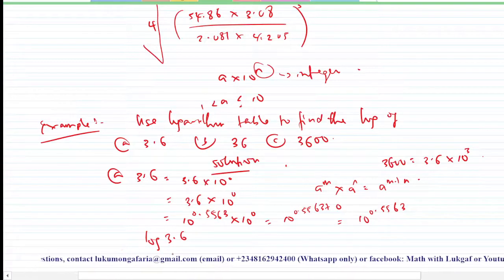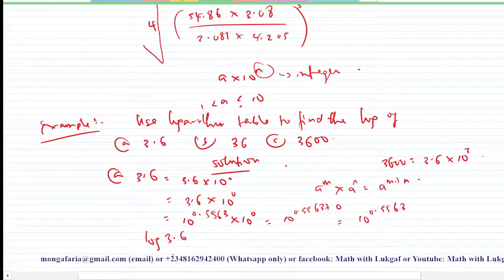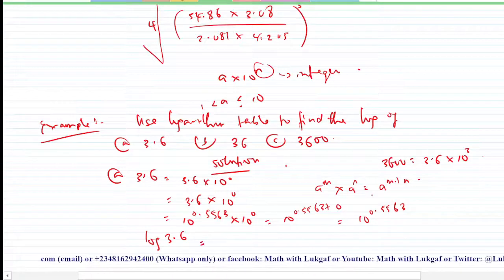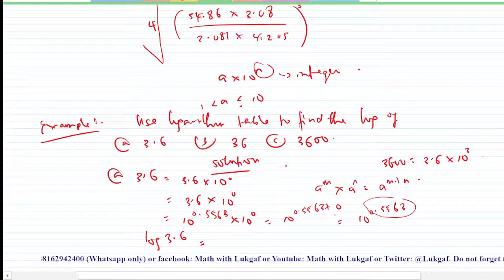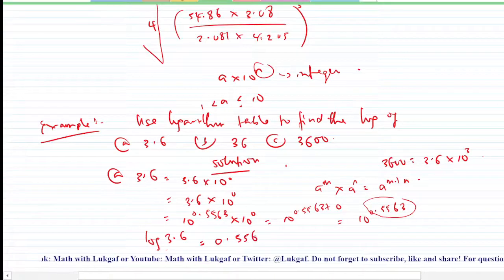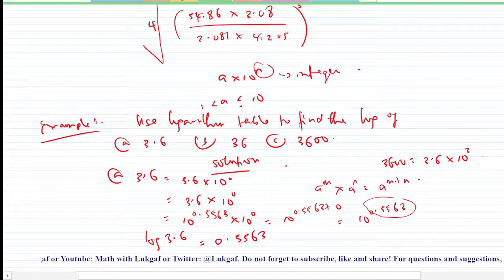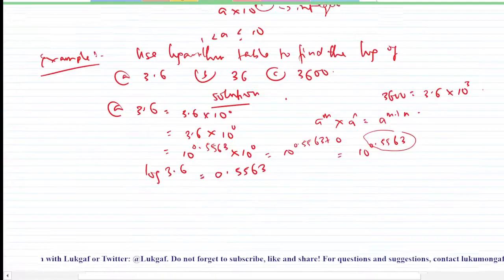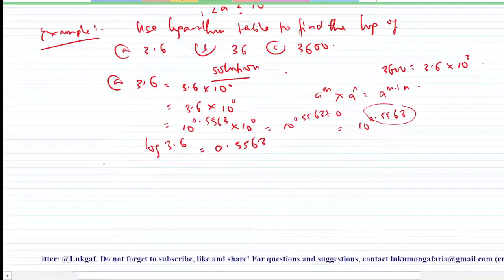So in essence, your logarithm of 3.6 to the base 10, remember, you may decide not to write the base because we are working in common logarithm, which is base 10, is the power to which 10 is raised. That will give you 0.5563.